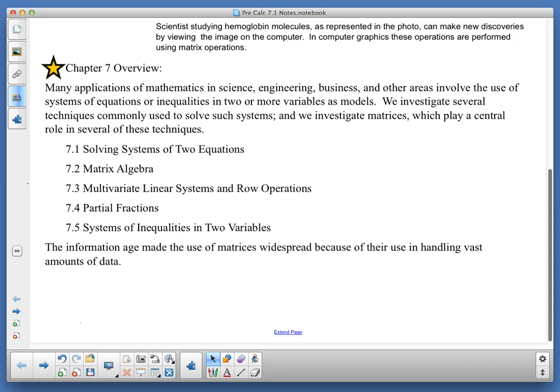We investigate several techniques commonly used to solve each system, and we investigate matrices, which play a central role in several of these techniques. Now, 7.1 is solving systems of equations. 7.2 is matrix algebra. 7.3 is multivariate linear systems and row operations, so you'll be using your calculators for that. It's kind of a cool thing that your calculators do.